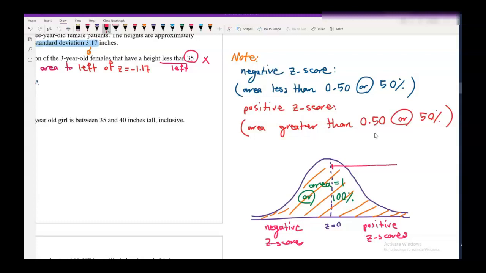Meaning that half of the area, 50%, is on the right side, and the other half is on the left side. The numbers that you can have for area start from 0 to less than 50%, or we can have 50% using the table, and then from 50% to approximately 1. On the table we do not have exactly 1. So in case you have a negative z-score but your answer for area was greater than 50%, you can know that you made a mistake somewhere and repeat the process, either using the table or the calculator.